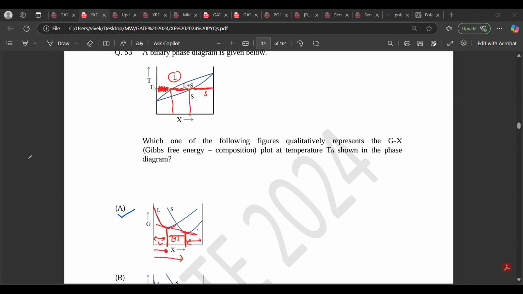Why am I getting 100% solid? How did I know? Because my solidus curve is lower as compared to, see, this solid is lower. The G value of solid is lower than this liquid, right? That is why it's very easy to understand. And the same thing I've taught.